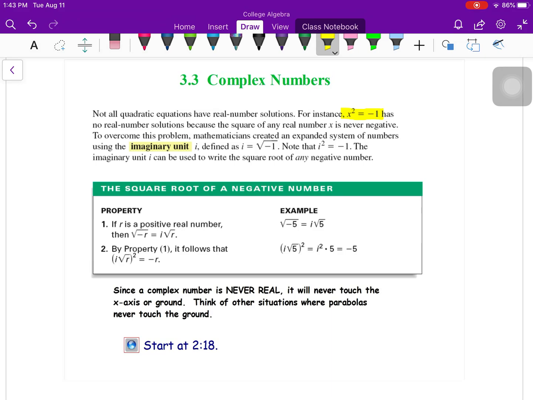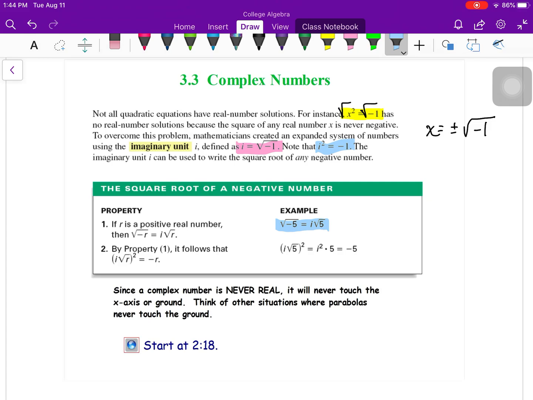So if I square root both sides, I get x equals plus or minus the square root of -1. This square root of -1 is called i, imaginary, and i squared is always equivalent to -1. So with knowing that, here is an example that we can try.